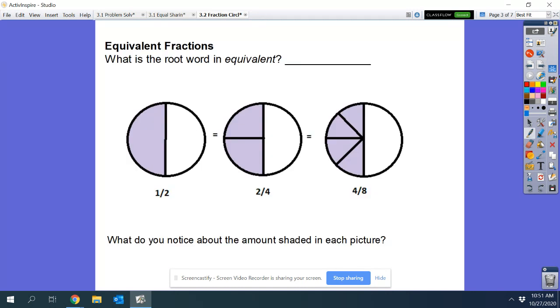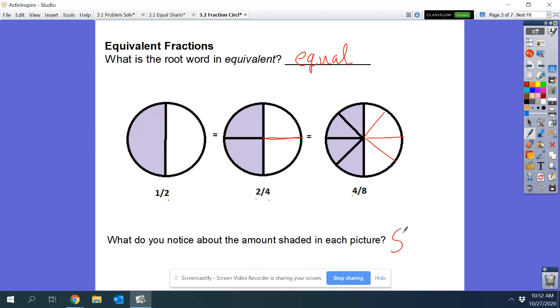Equivalent fractions. What is the root word you hear in the word equivalent? You might be shouting out equal. And here is a visual representation. So this was showing 1 out of 2 pieces shaded, 1/2. This was showing 2 out of 4 pieces shaded, 2/4. This was showing 4, oops, that should be out of 8 pieces, right? I actually didn't do these ones all the way. These ones should have had lines to be split into the total number of equal pieces. Sorry about that. Okay, but what do you notice about the amount shaded in each picture?